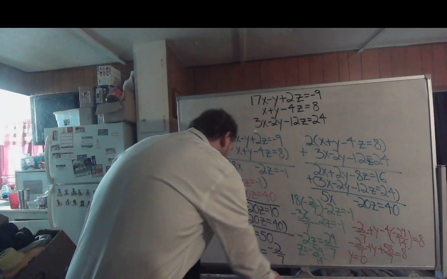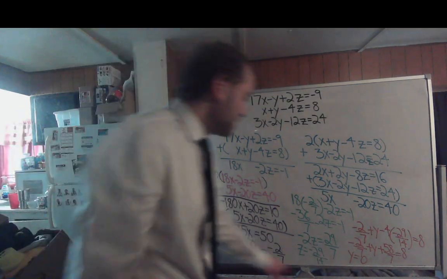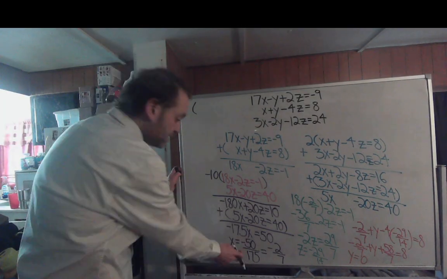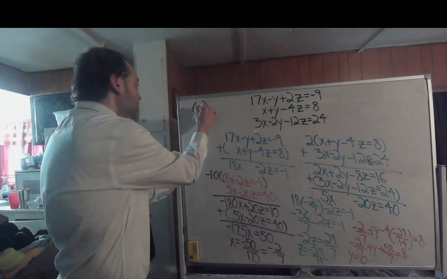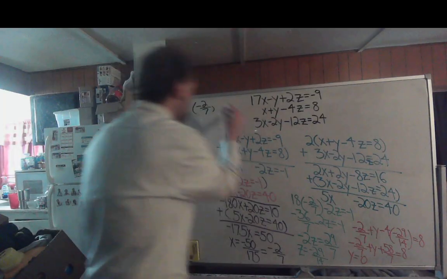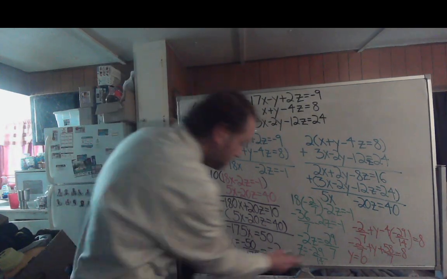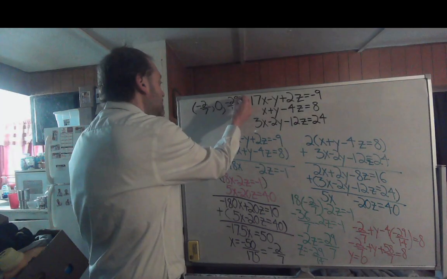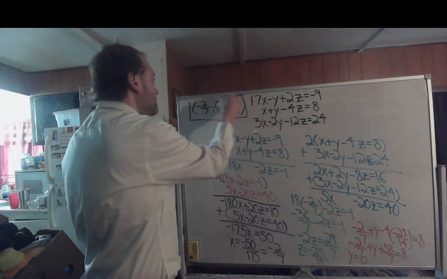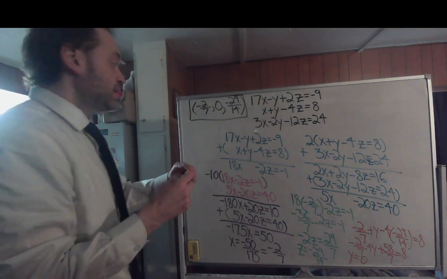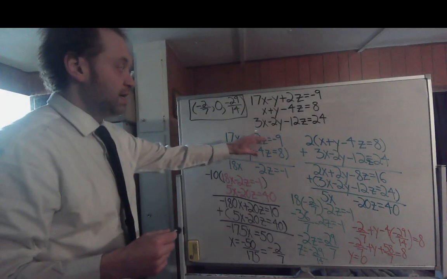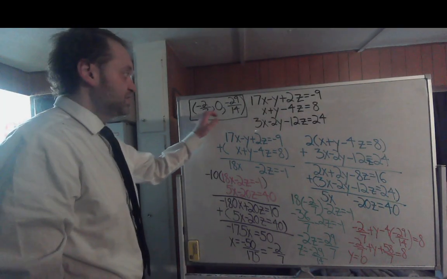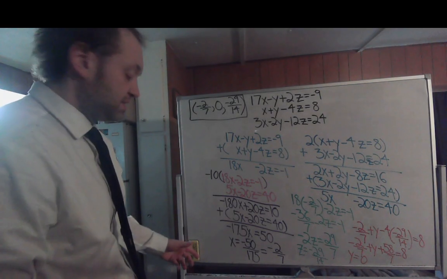8 minus 8 is 0, so the coordinate for y would be 0. So now we found all 3 points: our x, our y, and our z coordinate. Now you just put them in an ordered triple. Your x coordinate was negative 2 sevenths, your y coordinate was 0, and your z was negative 29 fourteenths. So the ordered triple negative 2 sevenths, 0, negative 29 fourteenths is where these 3 planes come together and intersect.